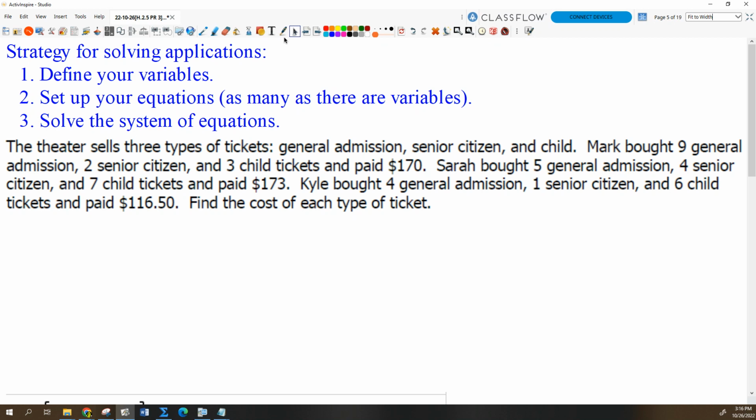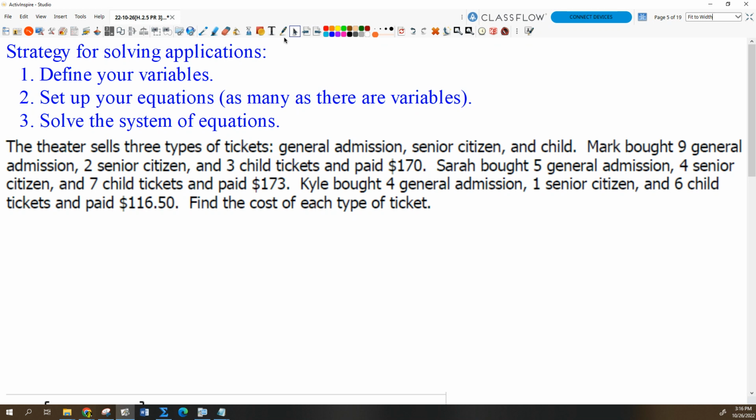Okay. So what about this one? The theater sells 3 types of tickets: general admission, senior citizen, and child. Mark bought 9 general admission tickets, 2 senior citizen tickets, and 3 child tickets and paid $170. It gives us another combination of different tickets that cost $173, and a third combination that costs $116.50. And it says find the cost of each type of ticket, right?